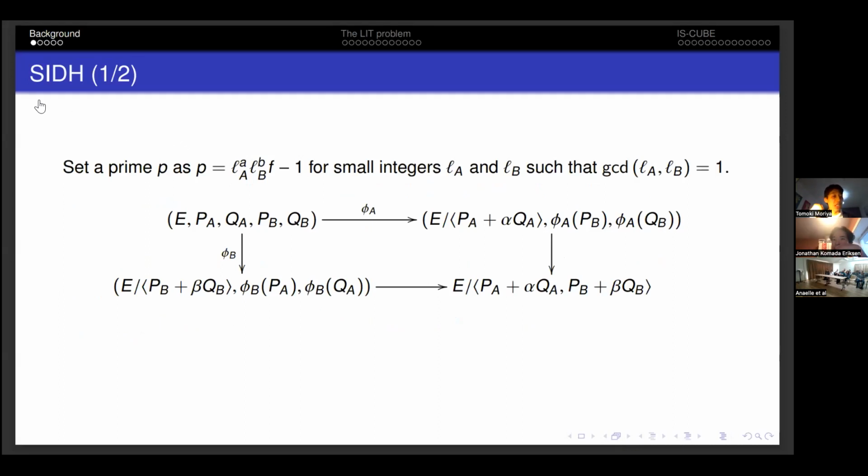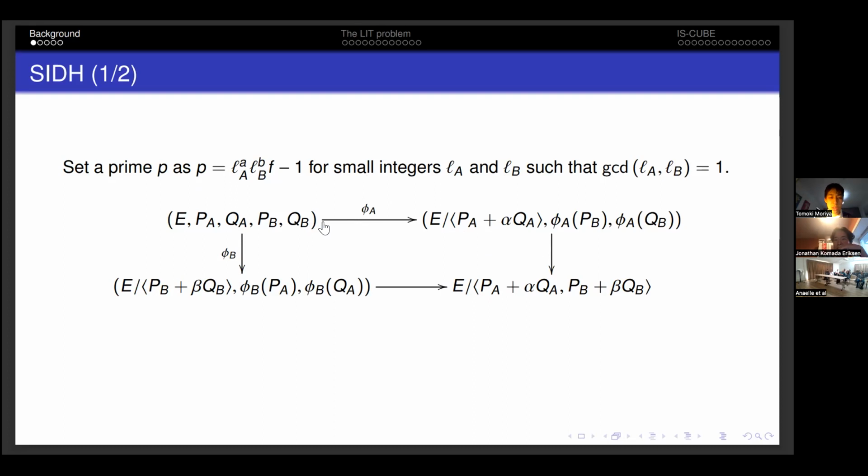I guess everyone here already knows about SIDH, but I'll talk about it a little. Set the prime p as p equals l_A to the A times l_B to the B times f minus 1. Here, l_A and l_B are small primes, and f is a small integer. In this case, we can construct this commutative diagram. Phi A is the isogeny whose kernel is generated by P_A plus alpha Q_A, and phi B is the isogeny whose kernel is generated by P_B plus beta Q_B.